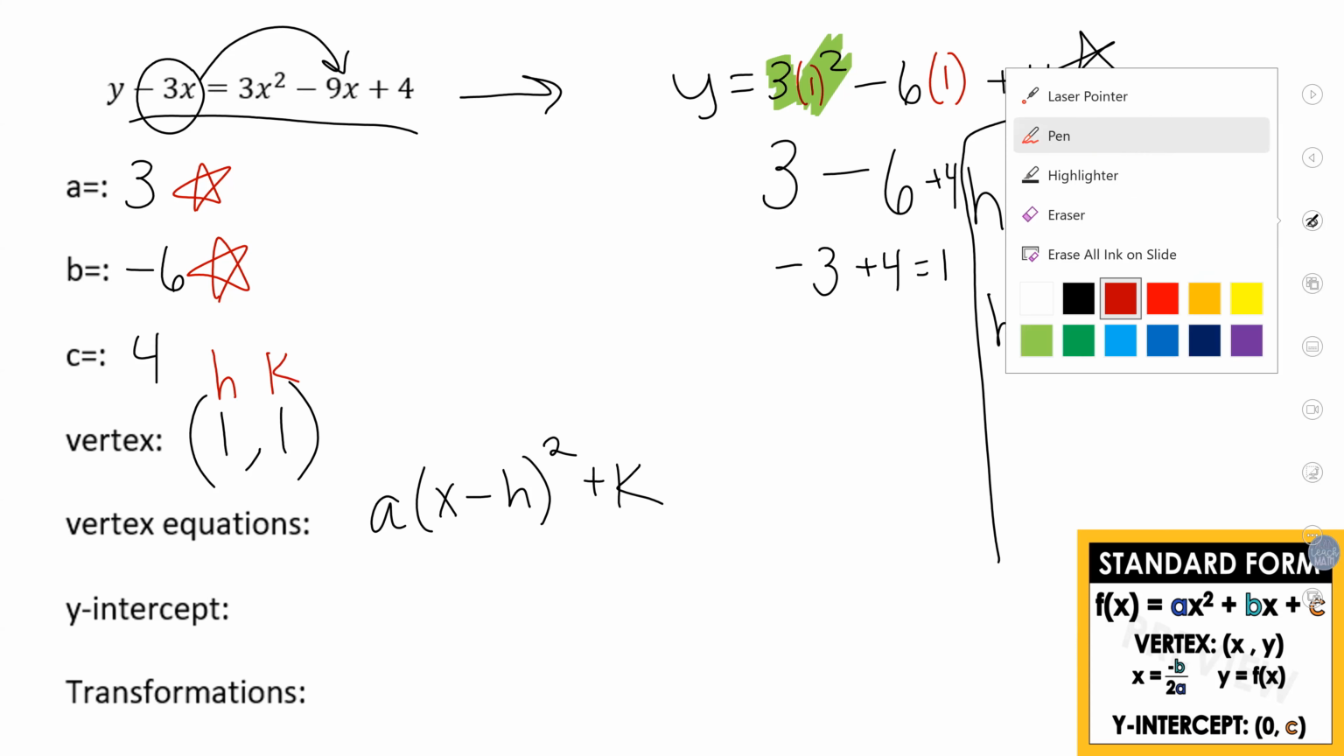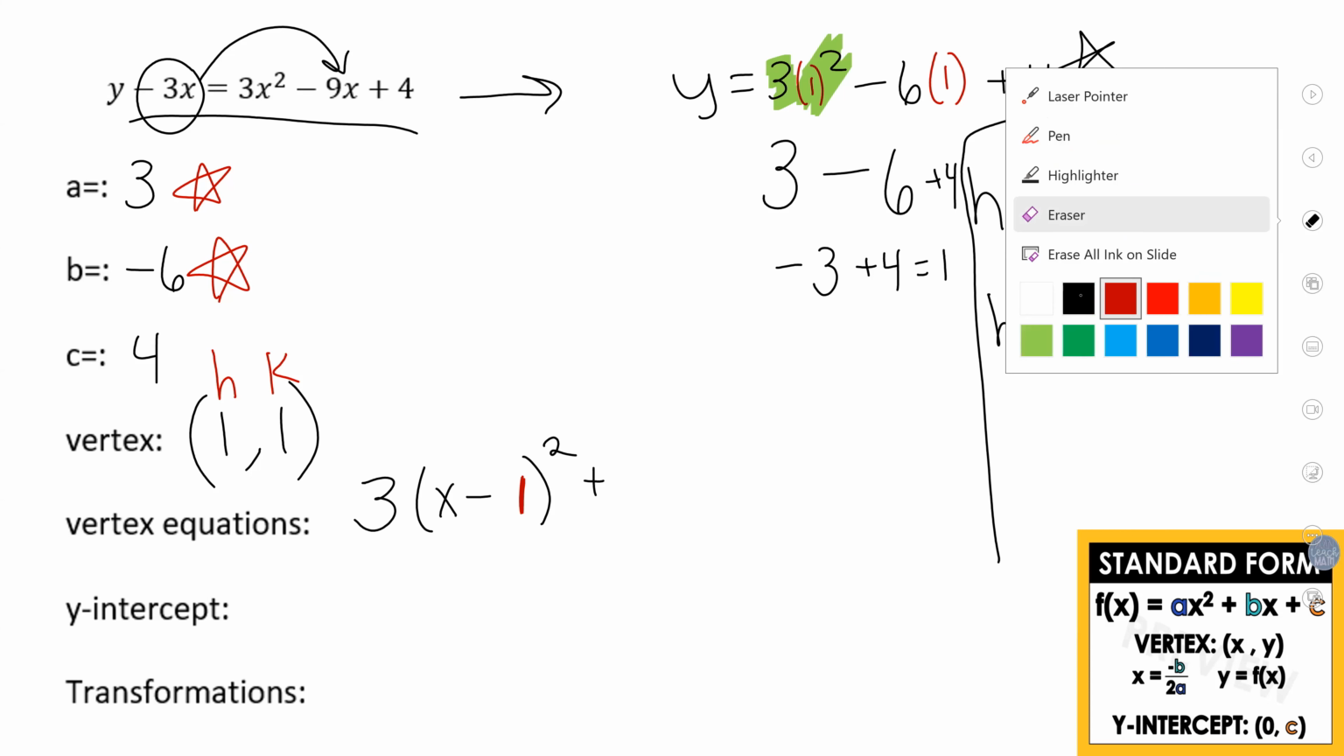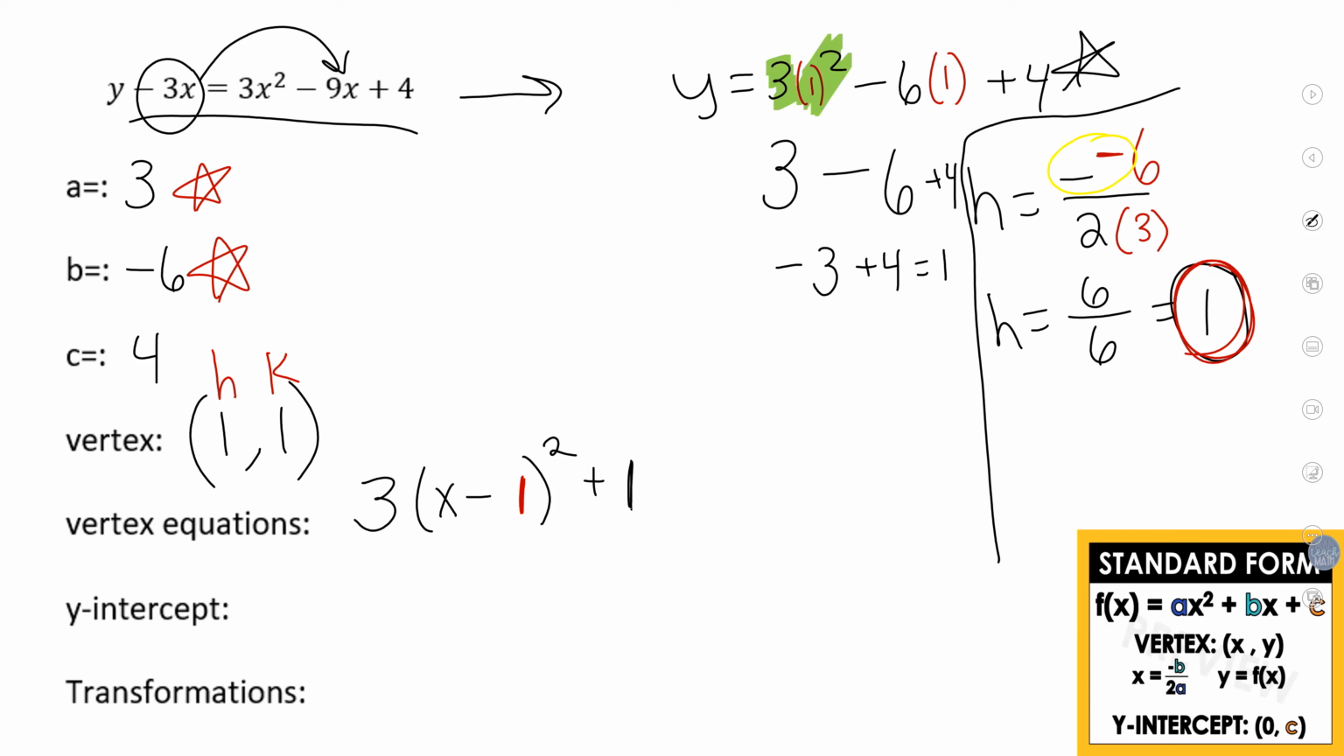All right, so let's go ahead and start replacing our letters. What did we say a was? 3. We said that in the beginning. So a is 3. The h value, I'm going to erase the h. And what does my h value say? It's 1. And then I'm going to erase the k value. And what is it? 1. All right, so that's my equation.